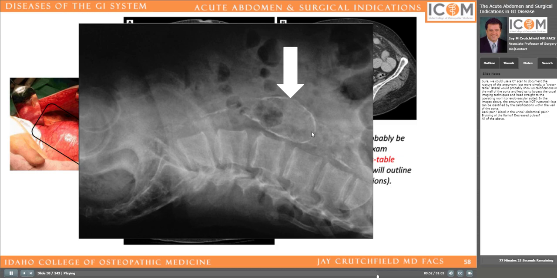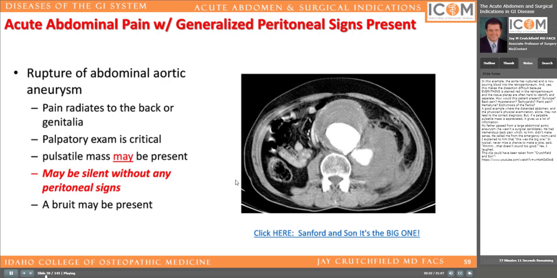Back pain, blood in the urine, abdominal pain, bruising of the flanks, decreased pulses, those are all signs, all of the above. In this example, the aorta has ruptured and is now pouring blood into the retroperitoneum. And yes, this makes the dissection difficult because everything is stained red in the retroperitoneum, and the tissue planes are often hard to identify and separate.